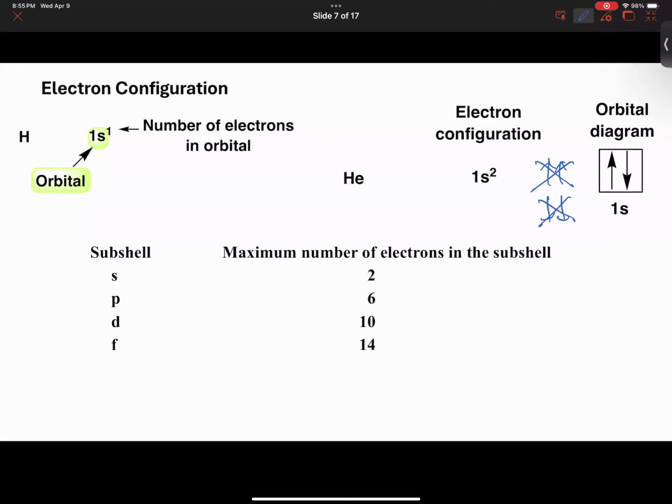And usually 4 subshells are used to describe electron configurations. S, P, D, F subshell. This is the number of orbitals. S has 1 orbital, P has 3 orbitals, D subshell has 5 orbitals, F has 7 orbitals. In each orbital, the maximum number of electrons is 2. So then in the S subshell, 2 electrons maximum, P 6, D 10, F 14 electrons maximum.